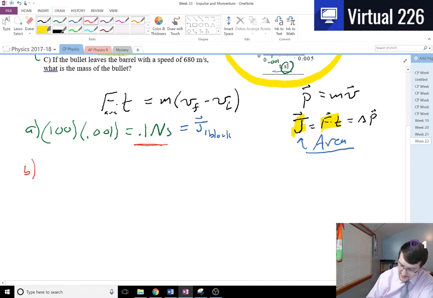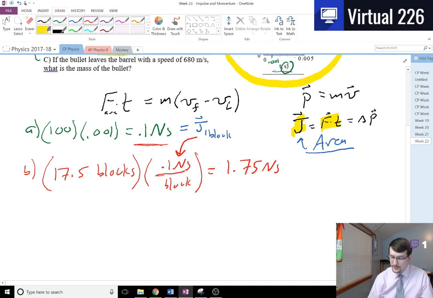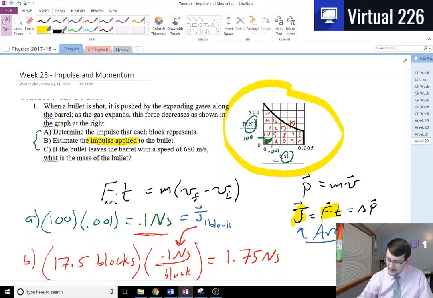Maybe I've got 17.5 blocks. And since each block is worth 0.1 Newton seconds per block, from what we have up here, then I can say that I've got about 1.75 Newton seconds of total impulse. That's the total area underneath this curve here.